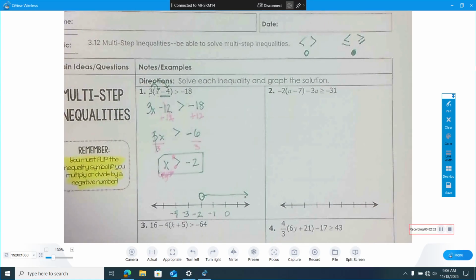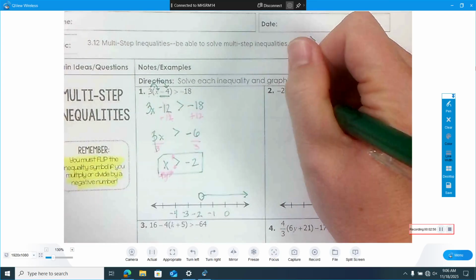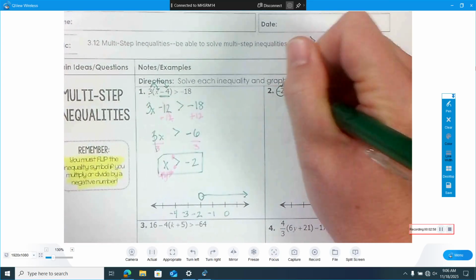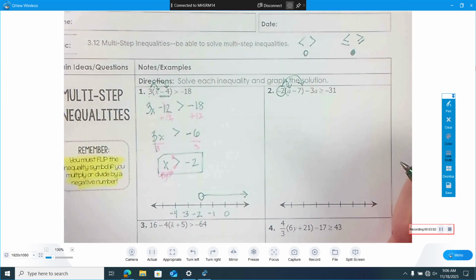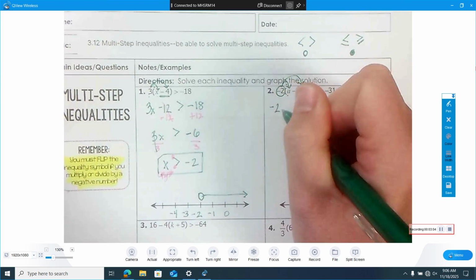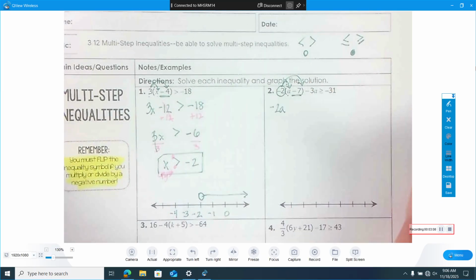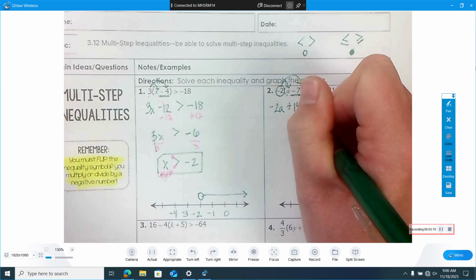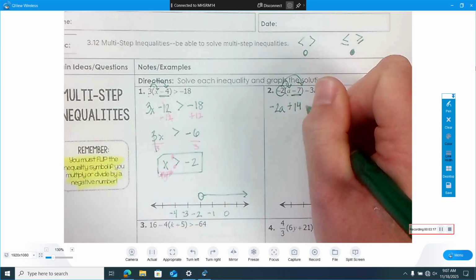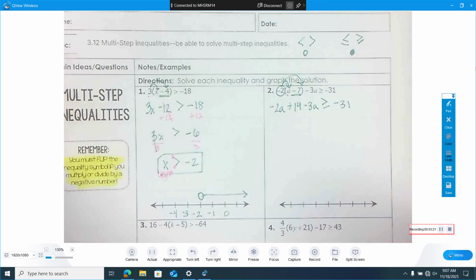All right, let's look at number 2. What do we need to do first on number 2? Distribute. We're going to distribute the negative 2, so we need to be very careful with our signs here. Negative 2 times a is going to give us negative 2a. Very good. And then we have negative 2 times negative 7. What is negative 2 times negative 7? Positive 14. So we get a plus 14. Going to bring along my negative 3a is greater than or equal to negative 31.